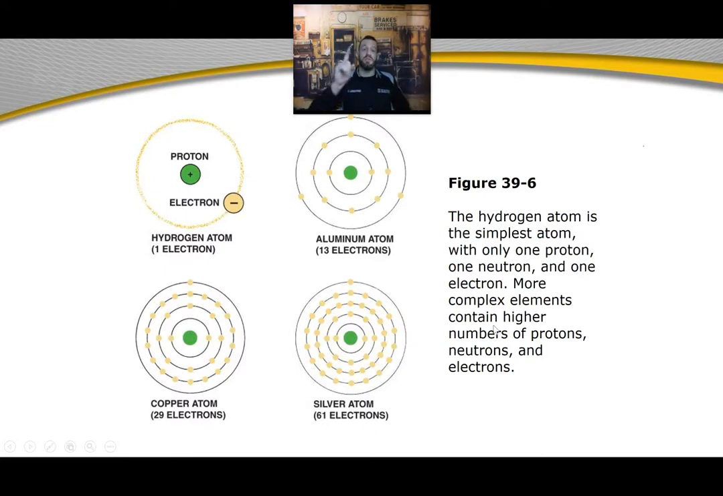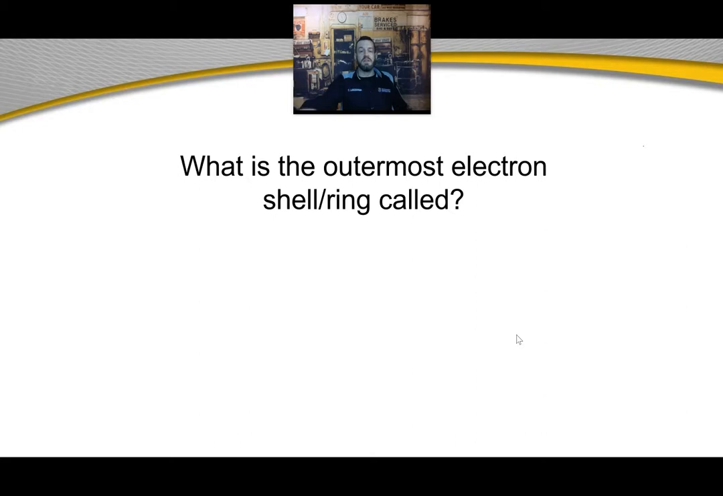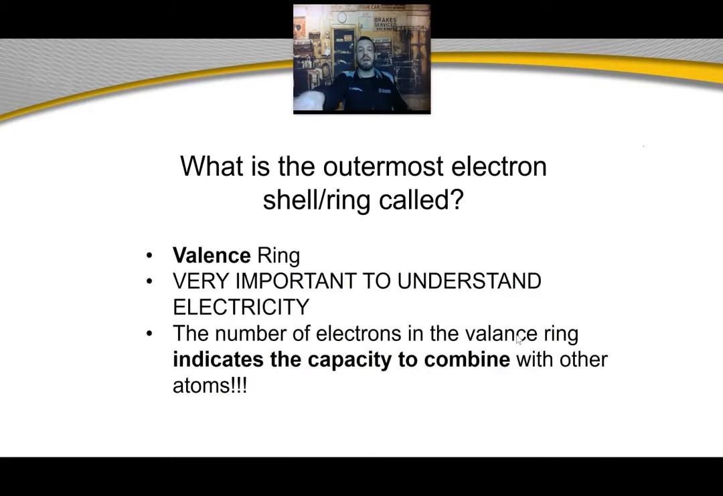That outer ring is called the valence ring, and we're going to get to that in a few slides. It's the number of electrons you have floating on that valence ring which determines whether aluminum, copper, and silver are electrically conductive, or whether they would be an insulator. The outermost electron shell ring is called the valence ring, and this is most important. The number of electrons in the valence ring indicates the capacity to combine with other atoms, to conduct, to move electrons.